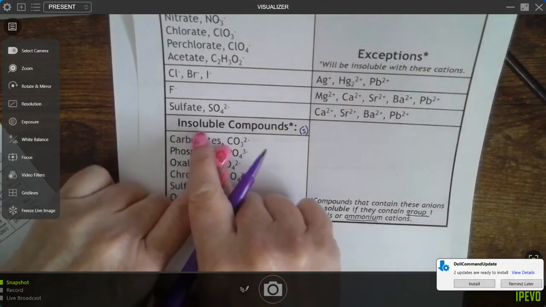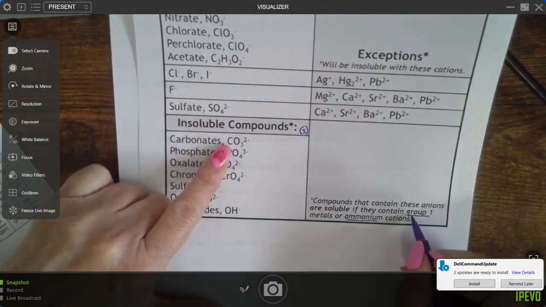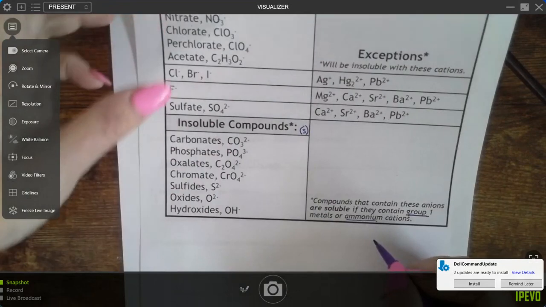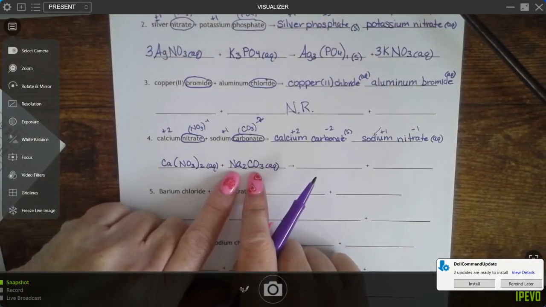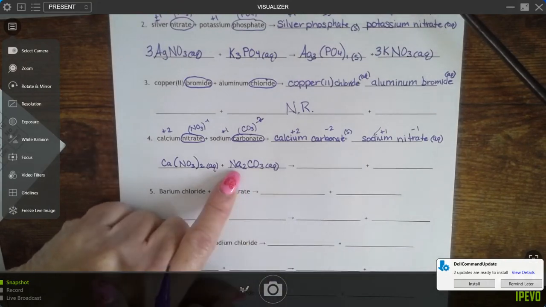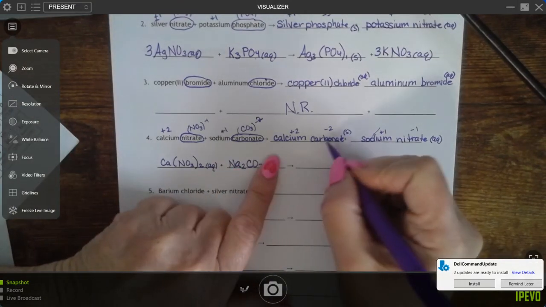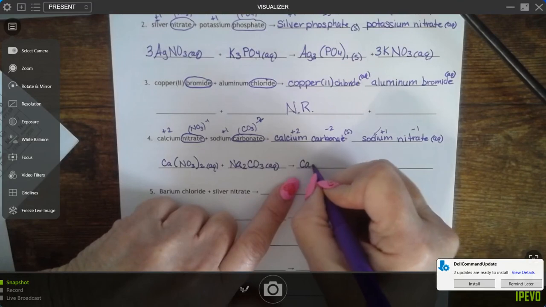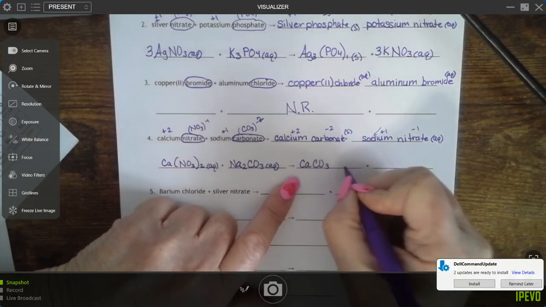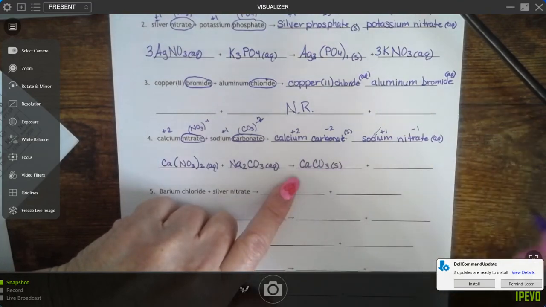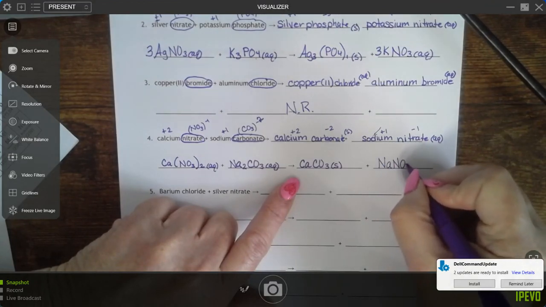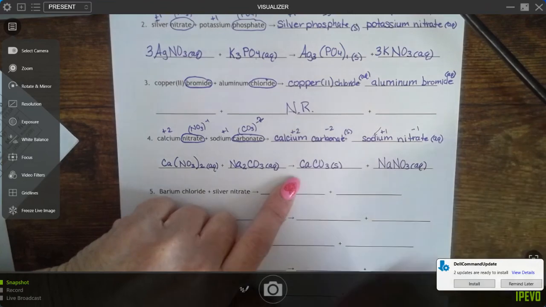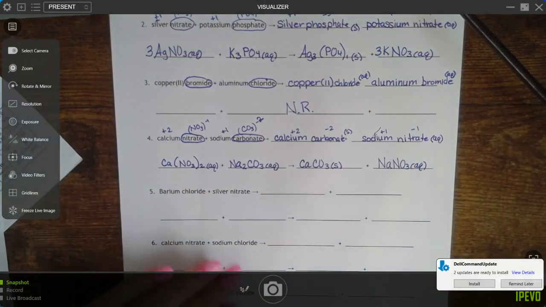Carbonates are insoluble except group 1 or ammonium. Since sodium is a group 1 metal, that makes this carbonate aqueous. All right, then we get calcium carbonate. Those 2's are going to cancel out, and we'll just have CaCO3. That's our solid. And then we have sodium nitrate, NaNO3 aqueous.